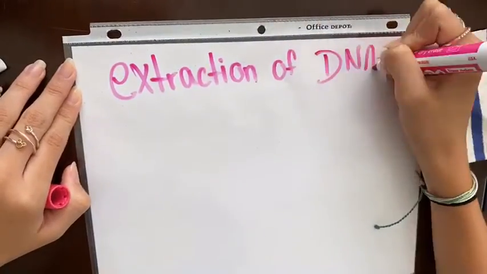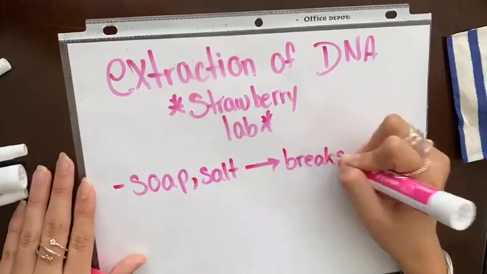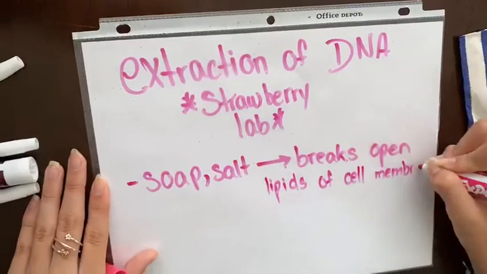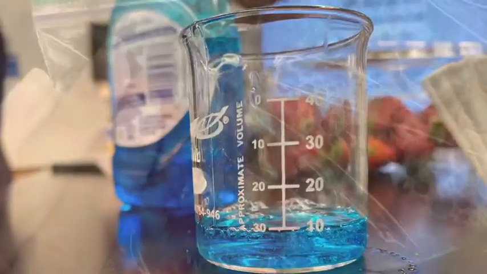Extraction of DNA from the strawberry lab. To begin our lab, our first step was adding 10 milliliters of dish soap and 1/4 teaspoon of salt to our beaker. This breaks open the lipids of the cell membrane.